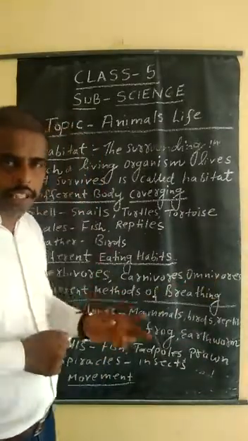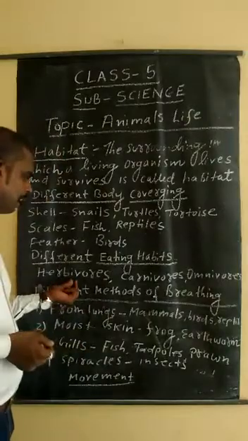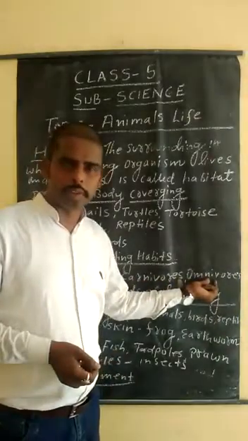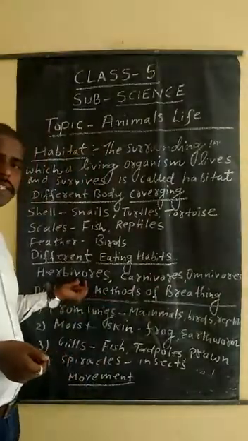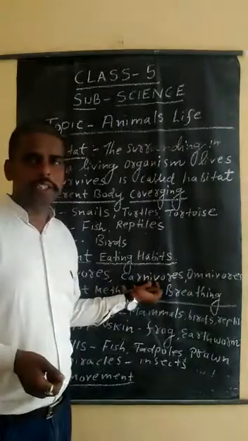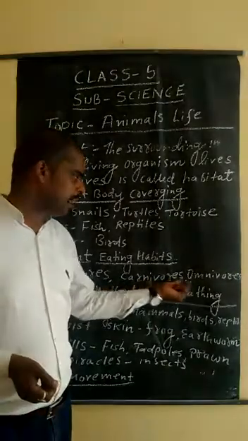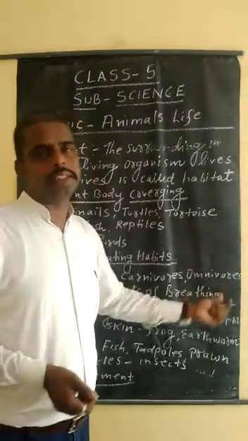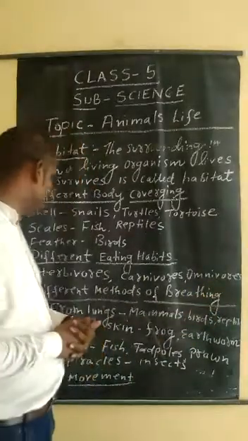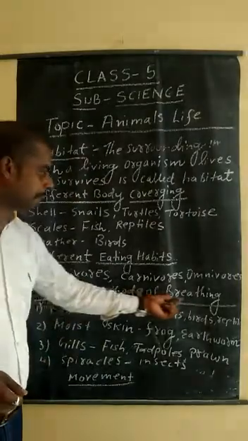Means the animals have three types of eating habits. One is herbivorous, second one is carnivorous, and third one is omnivorous. Those organisms who eat plants and plant products are known as herbivorous animals, and those animals who eat flesh of other animals are known as carnivorous animals, and those animals who eat both plants and animals are known as omnivorous animals. Now let's discuss different methods of breathing.